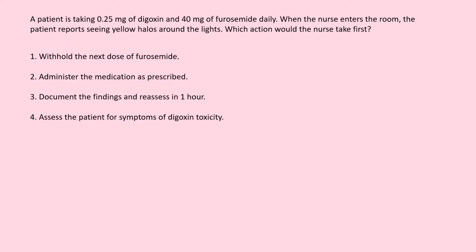A patient is taking 0.25 milligrams of digoxin and 40 milligrams of furosemide daily. When the nurse enters the room, the patient reports seeing yellow halos around the lights. Which action would the nurse take first? 1. Withhold the next dose of furosemide. 2. Administer the medication as prescribed. 3. Document the findings and reassess in 1 hour. 4. Assess the patient for symptoms of digoxin toxicity.